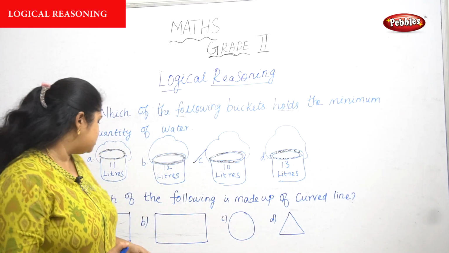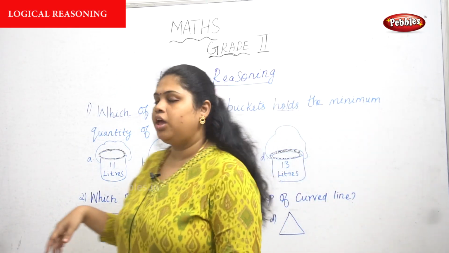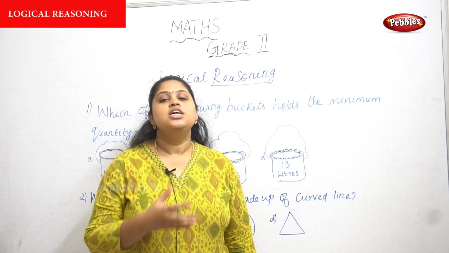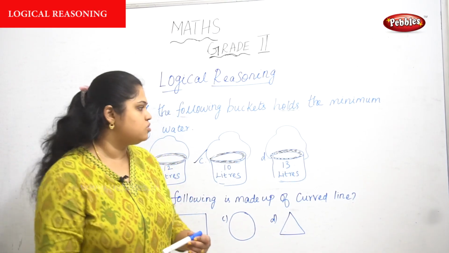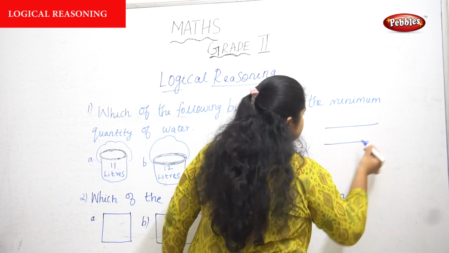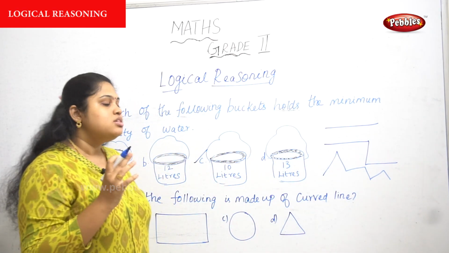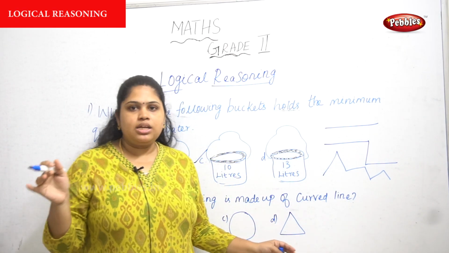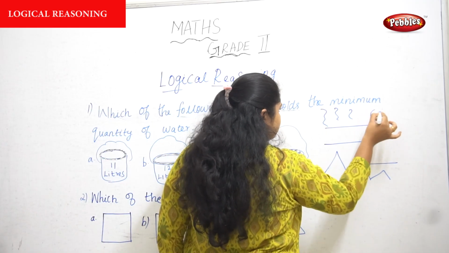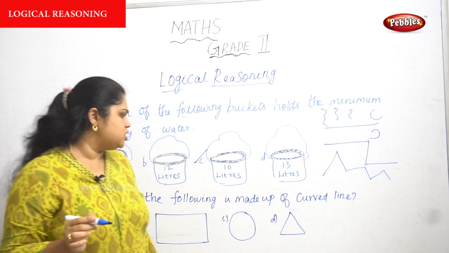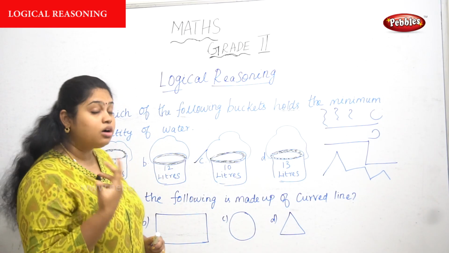So, next question: which of the following is made up of curved lines? Curved lines are the exact opposite of straight lines. A straight line is just a straight line, like this. If it is not straight, it is curvy, like this curve and this curve. So we are asking which shape is made up of curved lines.